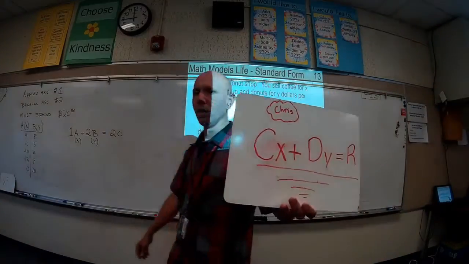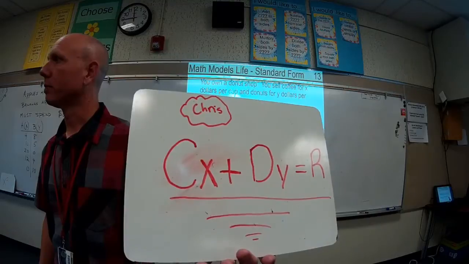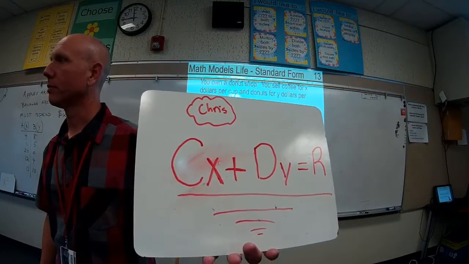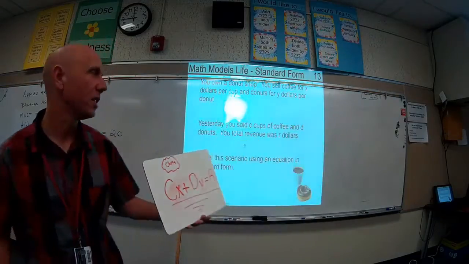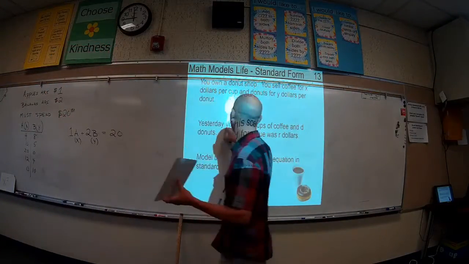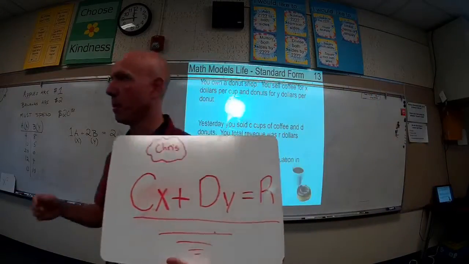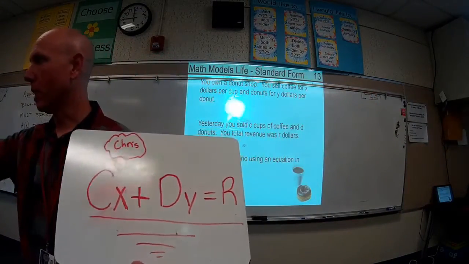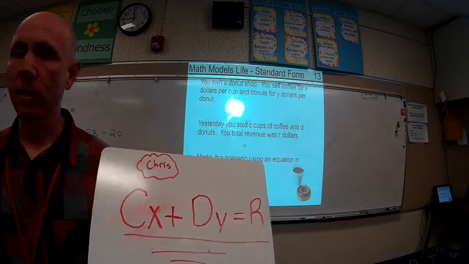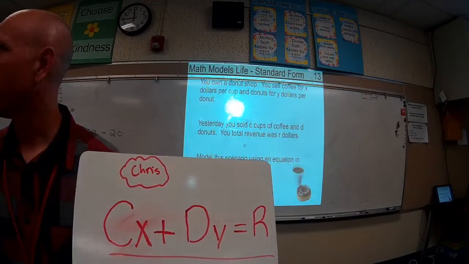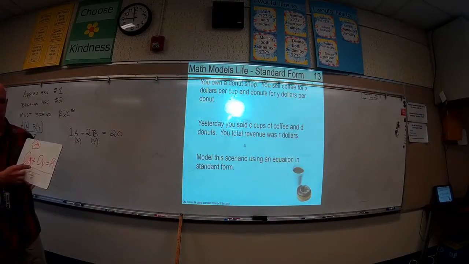Oh, yeah. Okay, Trent. What does the C represent? The cost of each donut. Wait, coffee per cup. The cost of coffee per cup. That's what C is? No. What does C represent? The number of cups of coffee. What does the X represent? Dollars per cup. And what does CX represent? The total amount you made for coffee. Good. That's the revenue from coffee.